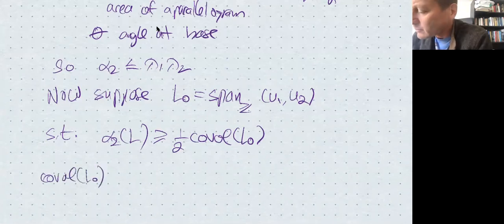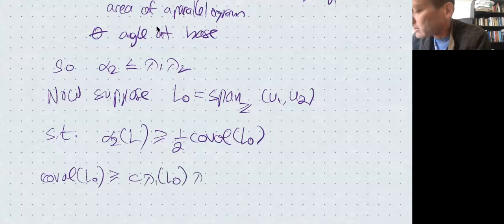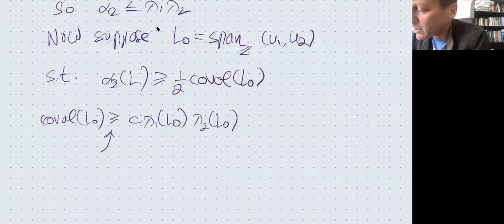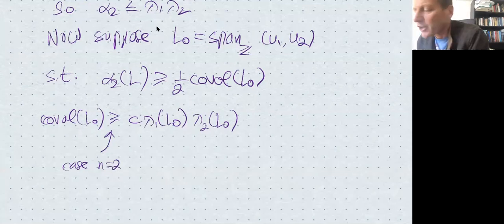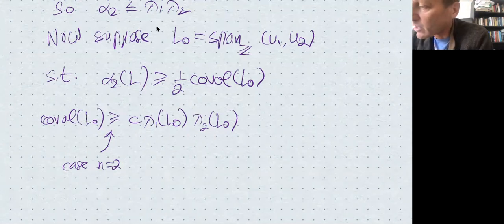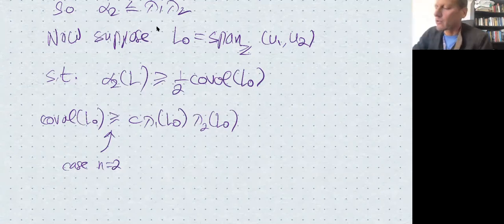And so now the co-volume of L0, I'll write this down first and then explain. It's the product of the successive minima of L0 up to constants, and this is because of the case n equals 2, which we did before. So this is kind of like an argument by induction. You already know that this is the alpha 2 of L0, and this is the product of lambda 1 and lambda 2 of L0. In other words, the shortest vector in L0 and the shortest vector in L0 which is independent of the first.